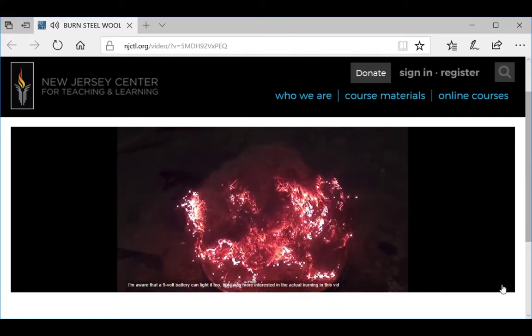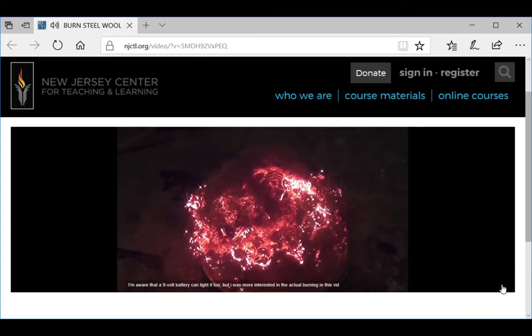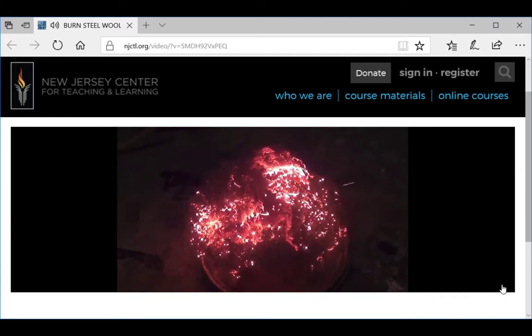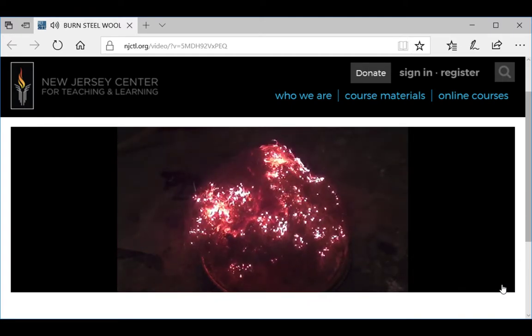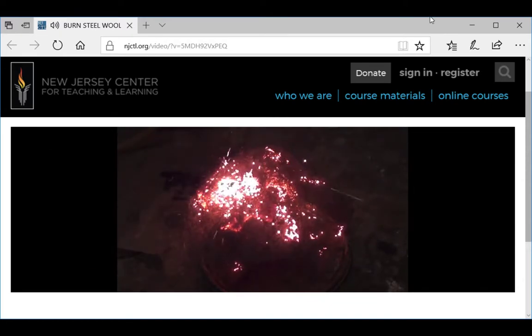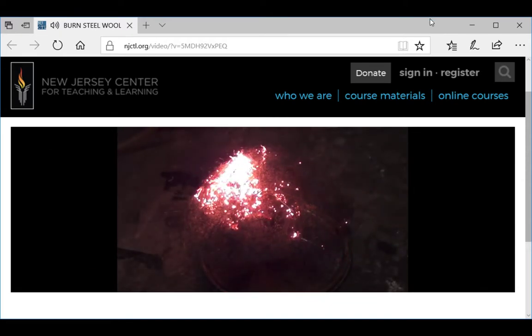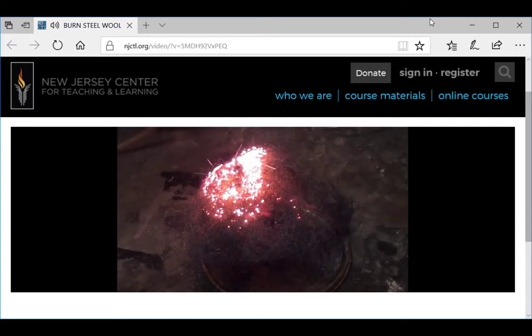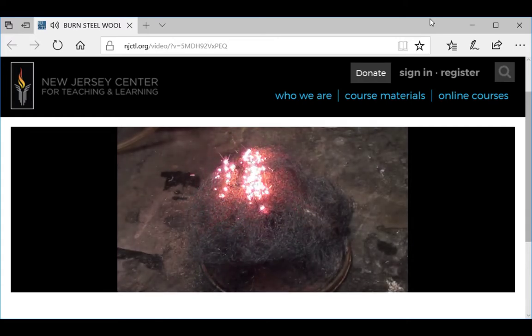What's happening is the iron is reacting with the air to form iron oxide. This happens with almost all iron, but steel wool is more spectacular because the small strands and high surface area let it heat up to the point that the reaction is self-sustaining and burns through the wool.